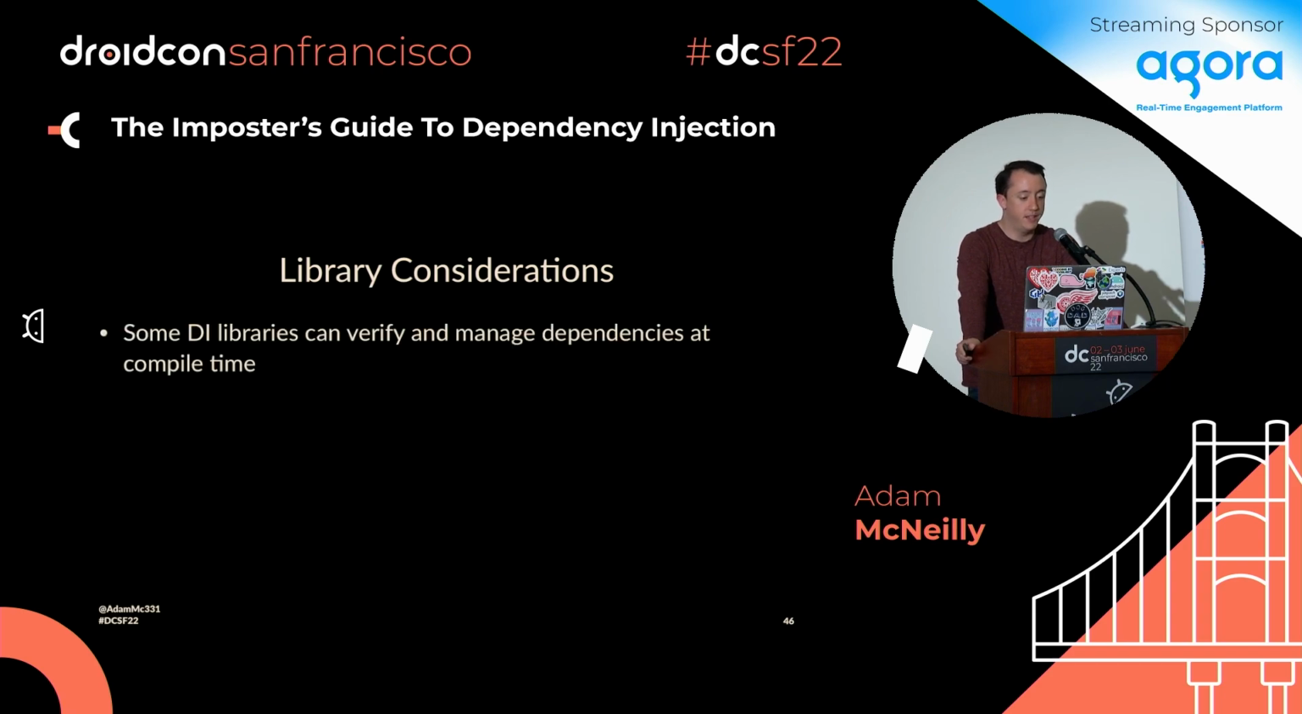So some dependency injection libraries can verify and manage dependencies at compile time. This is a big thing that Hilt provides, which is really cool. If I build my app, I know that all my dependencies are going to work. I think a drawback of this, though, is as complexity grows, as you add more Hilt modules and dependencies, your build time's going to grow. I don't think it's a lot. I don't mean for that to sound scary, but it's just the nature of how the tool works.